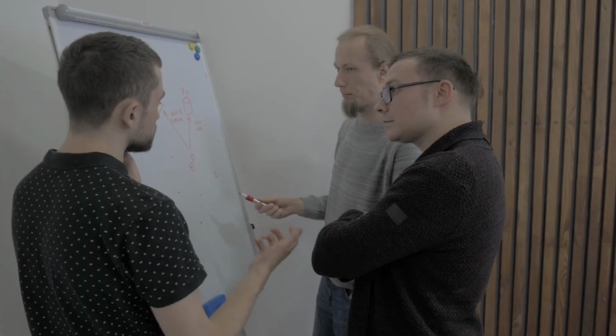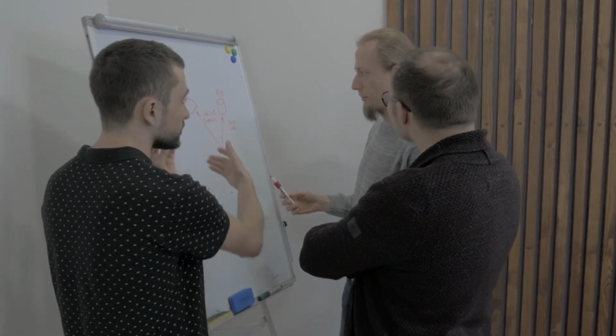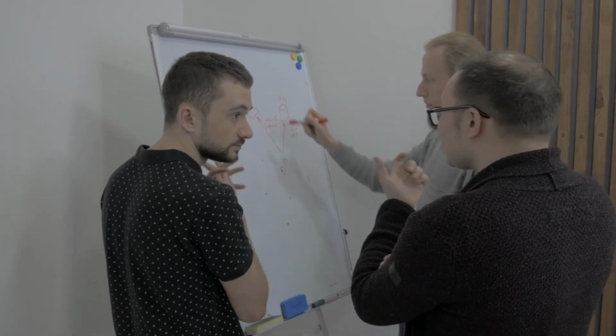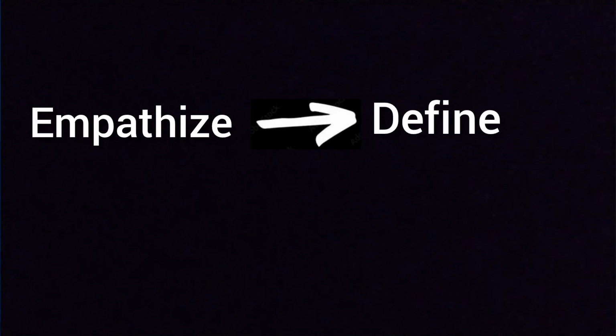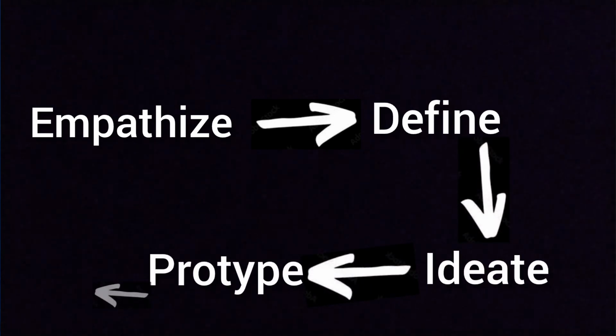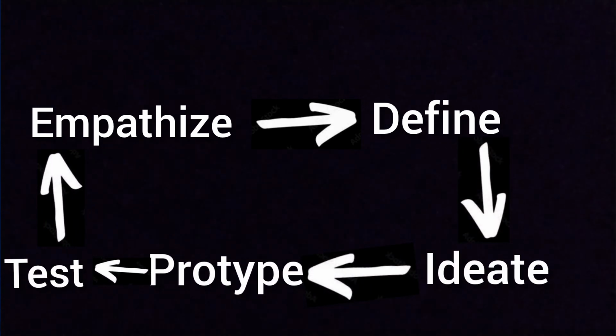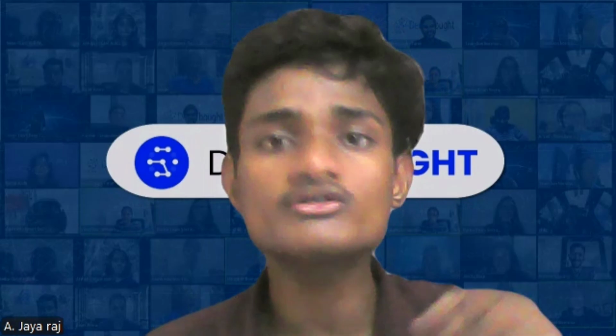Design thinking is all about understanding the customer or the user problems and solving them with a generalized solution. Now, design thinking mainly has five stages: empathize, define, ideate, prototype, and test. Let's discuss these one by one. Coming to the first stage, empathize. Here, we try to understand the user problems by conducting interviews, surveys, etc.